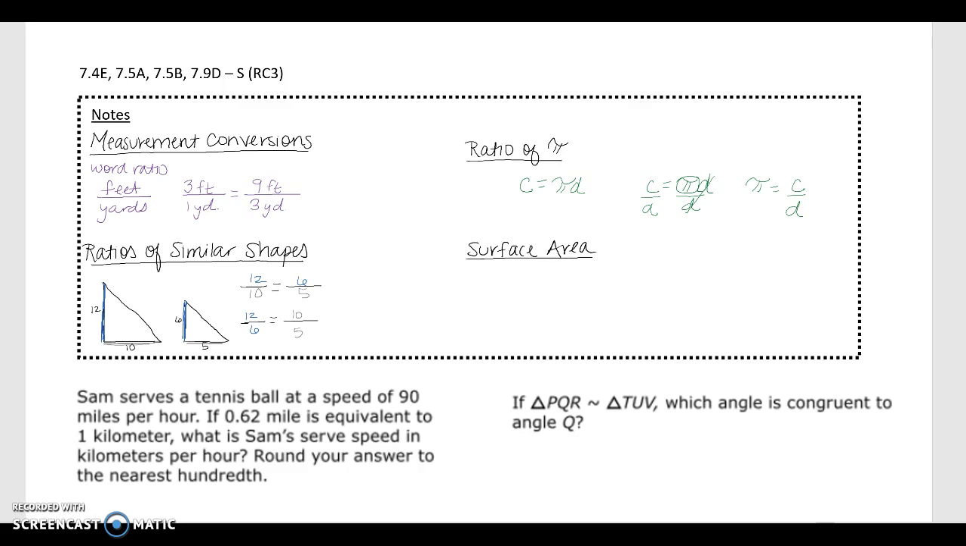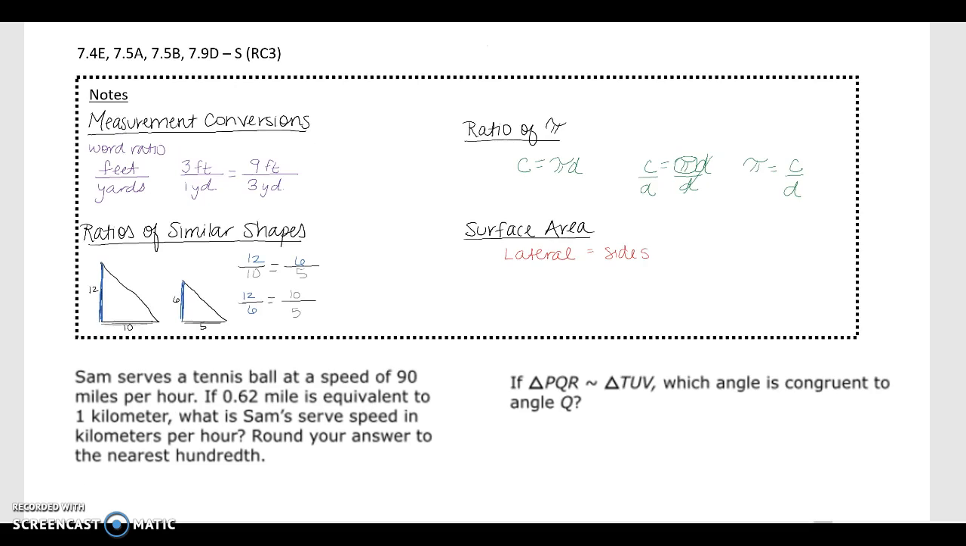Okay, so the last piece that we're going to work on today is surface area. There are two types of surface area. There's lateral surface area, and lateral is the sides. So when you're asked to find the surface area, it's going to have a net, which means it's going to be flattened.